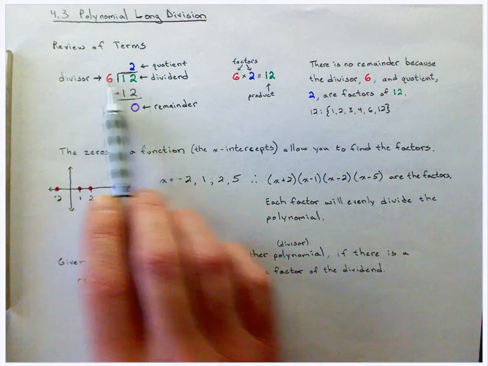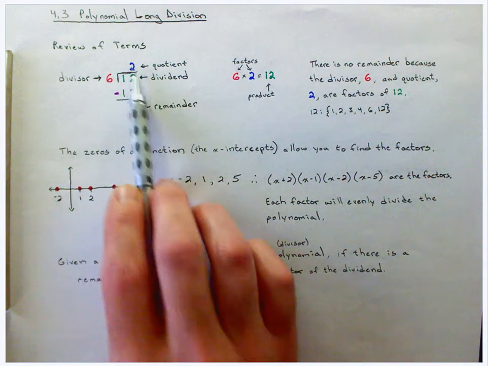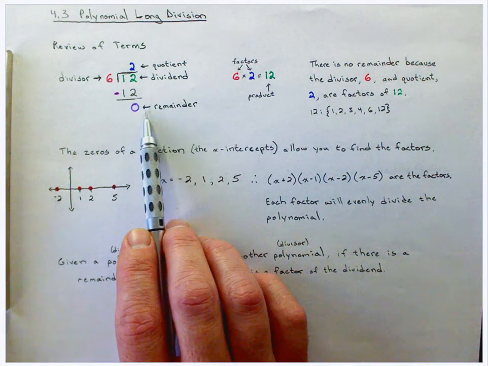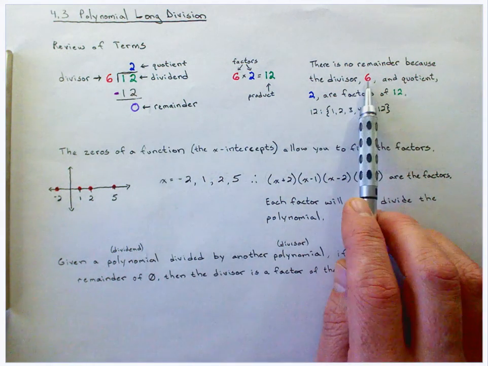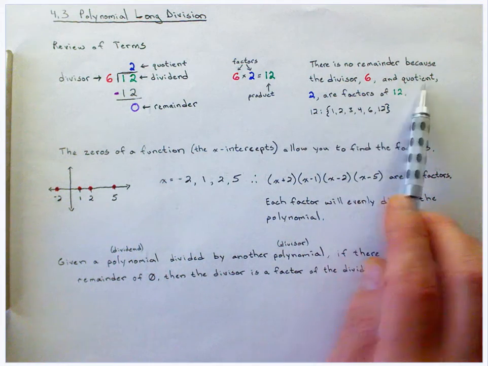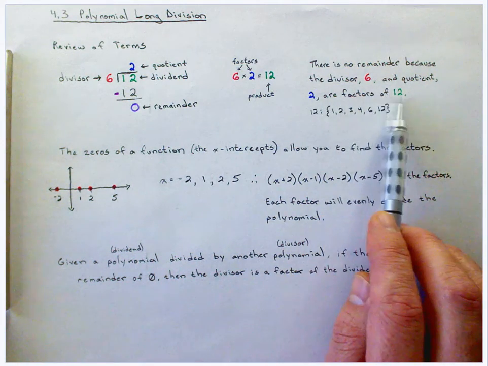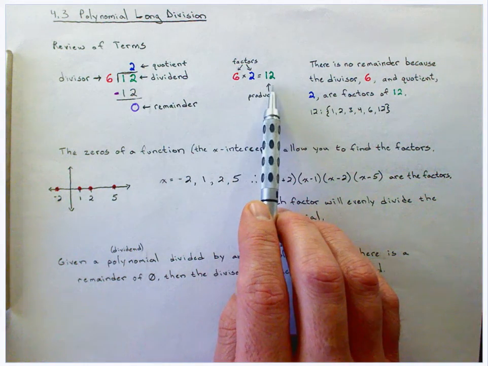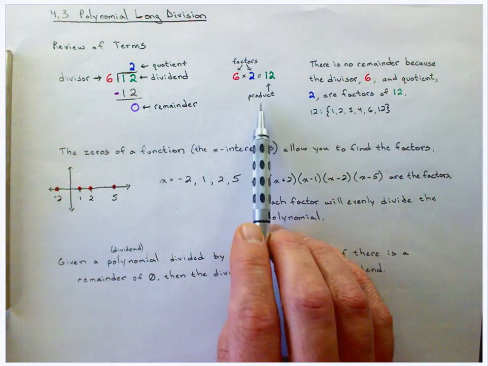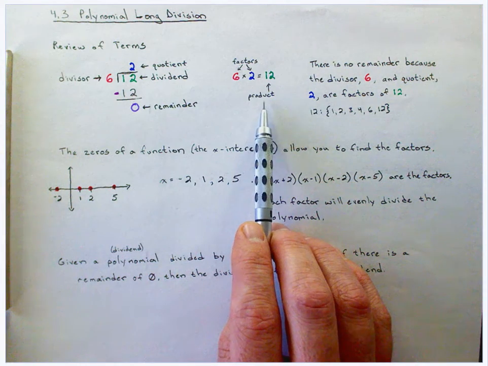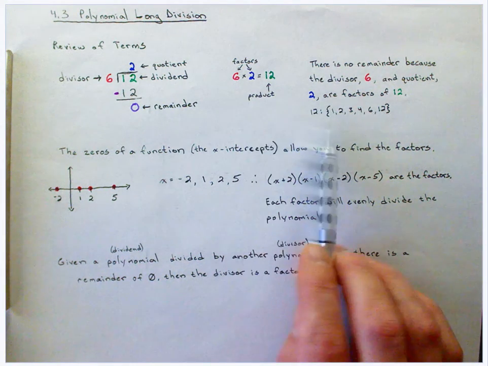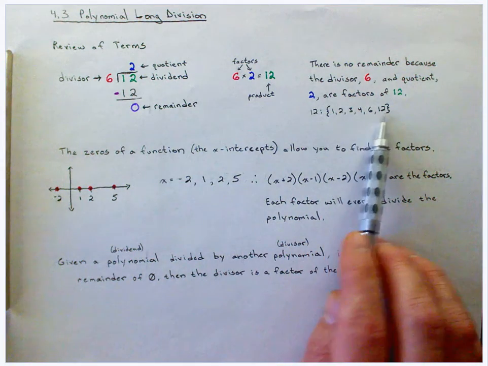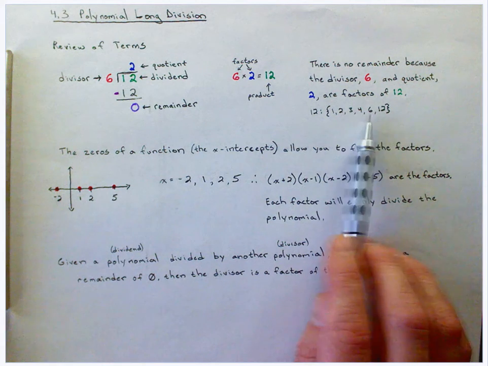The divisor is 6, the dividend is 12, the quotient is 2, and there is a remainder of 0. The reason there is a remainder of 0 is because the divisor, 6, and the quotient, 2, are factors of 12, as illustrated here. 6 and 2 are factors. The answer to a multiplication problem is known as the product. Factors of 12 are simply 1, 2, 3, 4, 6, 12: 1 times 12, 2 times 6, 3 times 4.